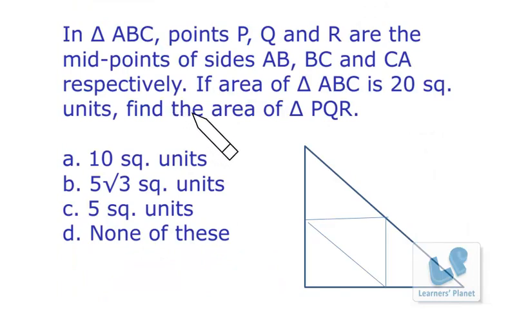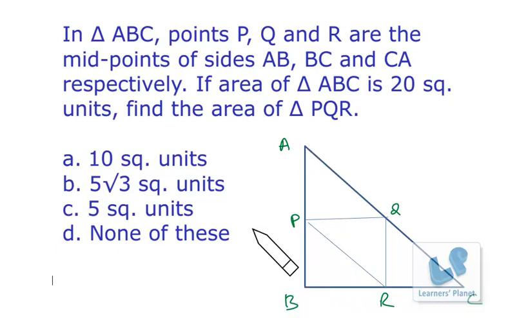In triangle ABC, points P, Q, R are the midpoints of sides AB, BC and CA respectively. If the area of triangle ABC is 20 square units, find the area of triangle PQR. Since nothing is given, not equilateral or right angle triangle, I just take a simple example of a right angle triangle to explain this concept. So here I have drawn this right angle triangle. Suppose this is A, B and C, and this is P, Q and R, the midpoints of AB, AC and BC respectively.